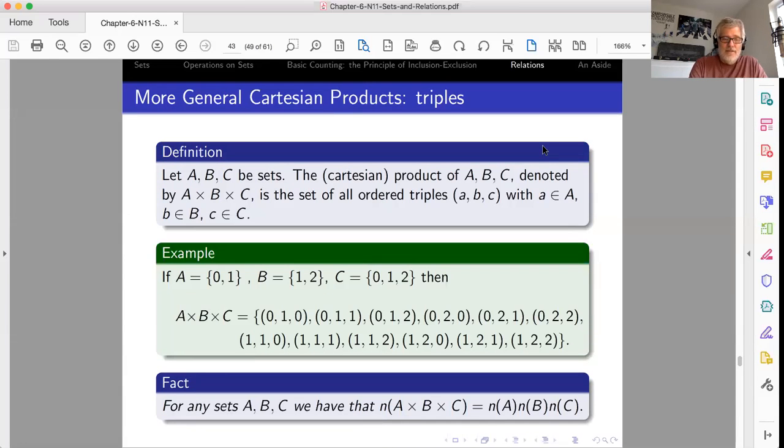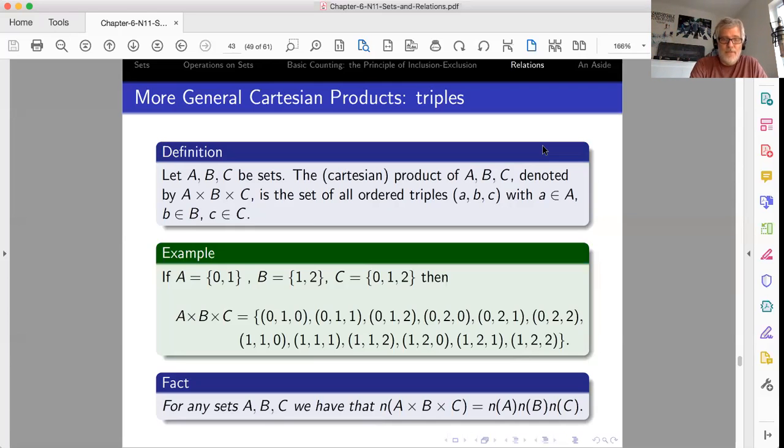All right, we can take products of 2 sets, but we can also take products of 3 sets. If I have 3 sets A, B, and C, the product A times B times C is the set of all ordered triples (a, b, c) where each entry comes from the correct set in that order.